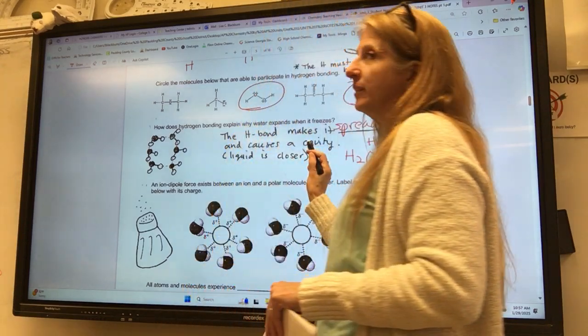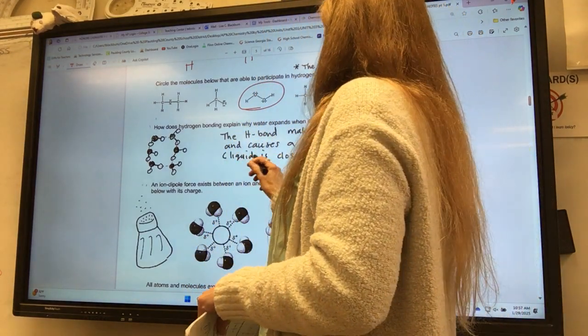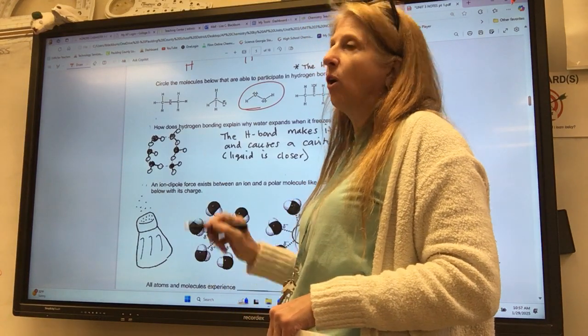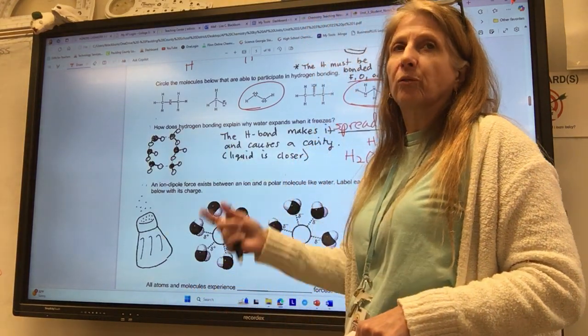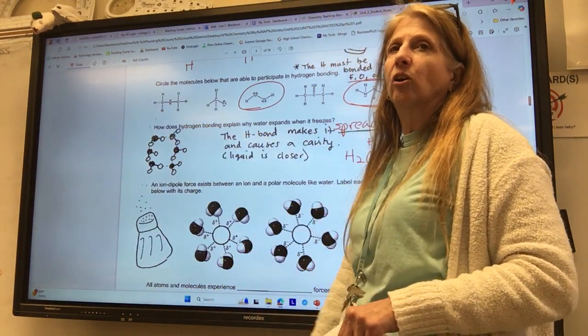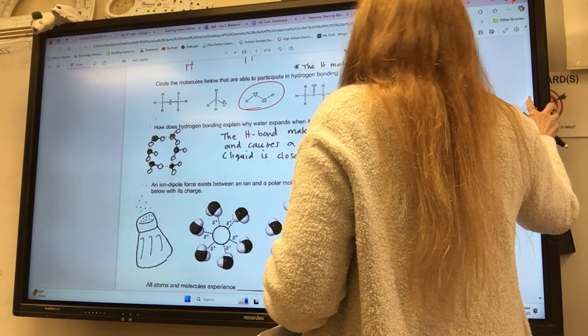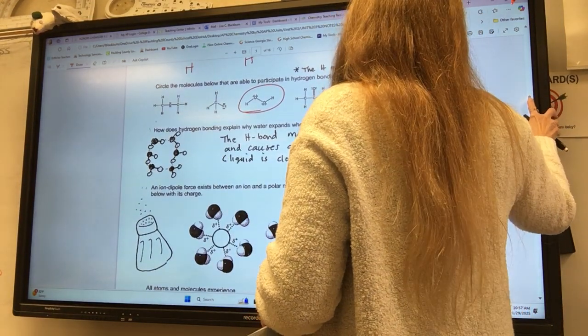It causes a cavity, a hole. But in a liquid, they stick together harder and there is no hole. They're free to move, so they're sticking harder. They're not forced to spread out and be still. Okay, so there's one fourth one.